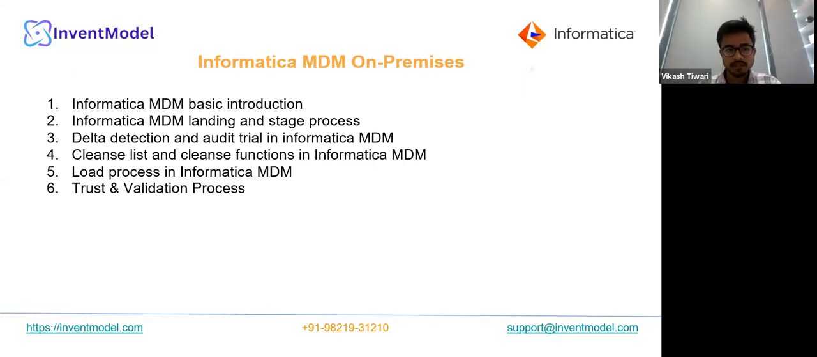Informatica MDM basic introduction, like what is Informatica MDM, for beginners you have to understand. And Informatica landing and staging process, the most important stage we are going to perform in Informatica MDM, which is a very crucial point. And delta detection and audit trail: why we are doing delta detection means whenever we get the new data, how it will get detected to store the new data. And audit trail, how many records we are going to store in our table.